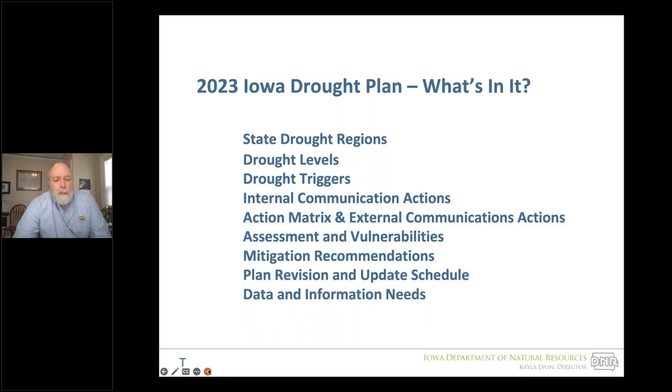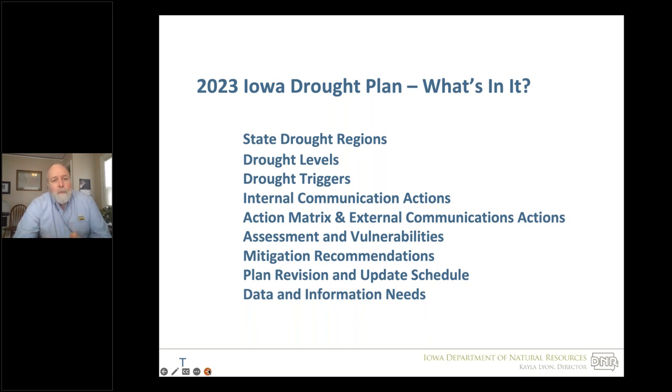So the drought plan, what's in it? We have state drought regions. We broke the state of Iowa into five regions. We established drought levels and then triggers for drought levels. We established a number of internal communication actions. A lot of what we want to do is have a clear understanding of who needs to get together and who needs to discuss the issues and what are we going to communicate to local governments and state agencies when we get into the various levels of drought. We sort of put those into a matrix. So depending on the drought severity level, different organizations, groups, and individuals have responsibilities that are laid out in the drought plan.